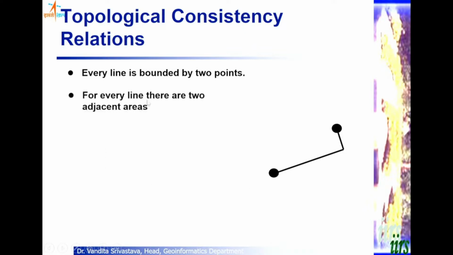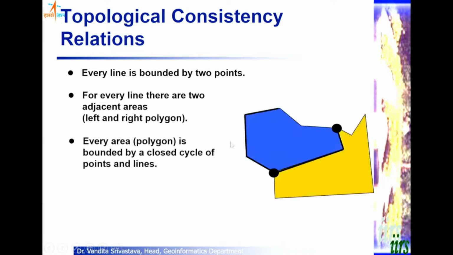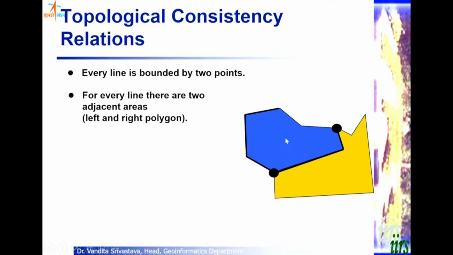Then for every line there are 2 adjacent areas, for example, left polygon and right polygon. So for this line, if I digitize it like this, then this is the left polygon, this is the right polygon. If I digitize from here to here, then this will become left and this will become right. So the direction of the line decides which is to the left and which is to the right. So direction is also important.